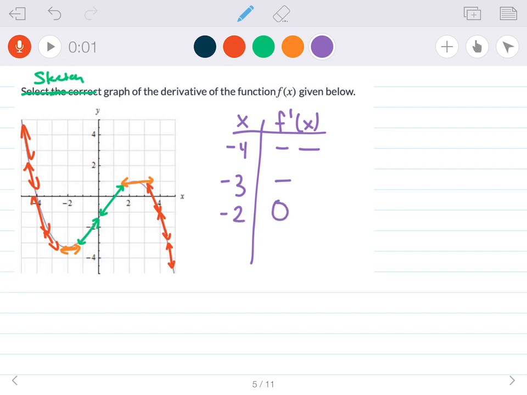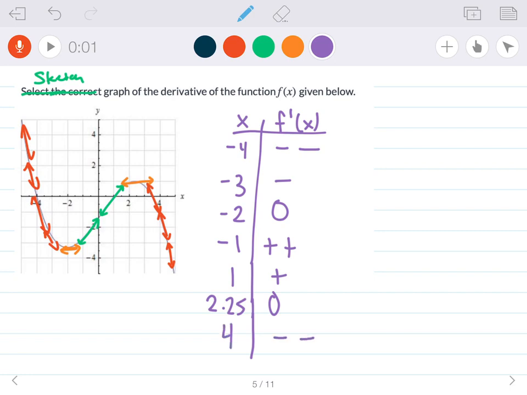And then it starts increasing. So at -1, we have a positive slope. And then it starts to flatten out again at that hump, which is right here. That hump looks like it's at, I don't know, 2 or 2.25, something like that. So that's going to be 0, and then it starts going downwards again, and it seems to be rapidly decreasing. So just go negative, negative.